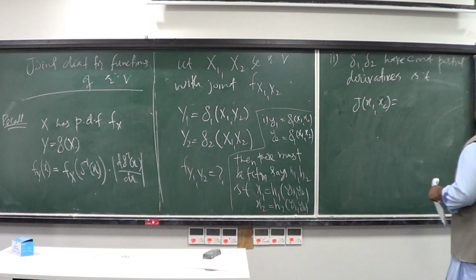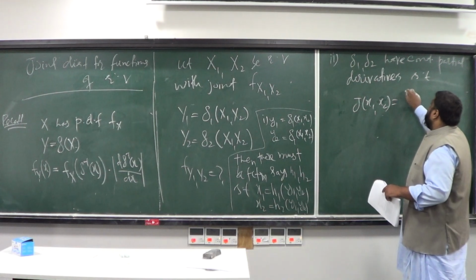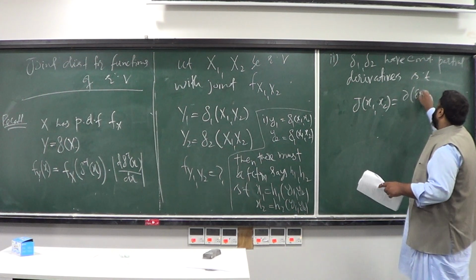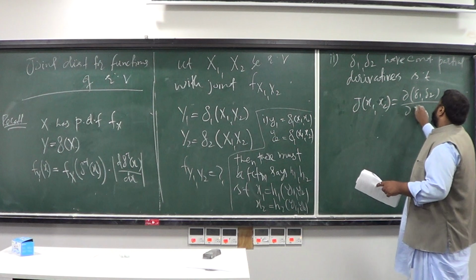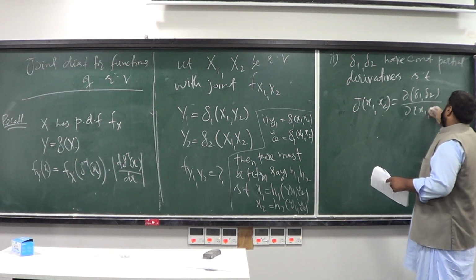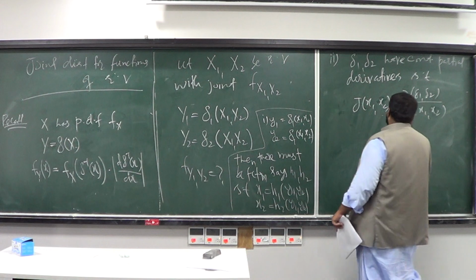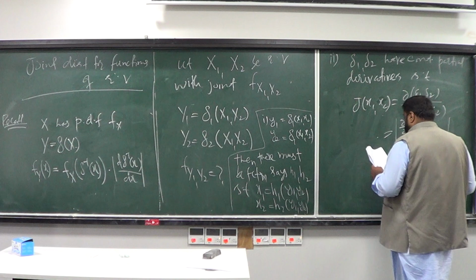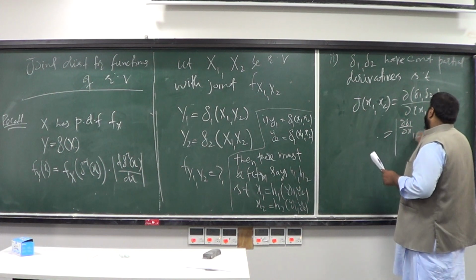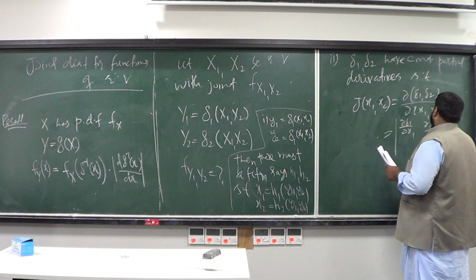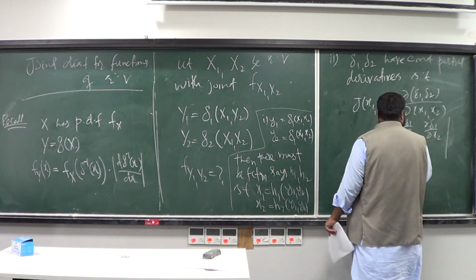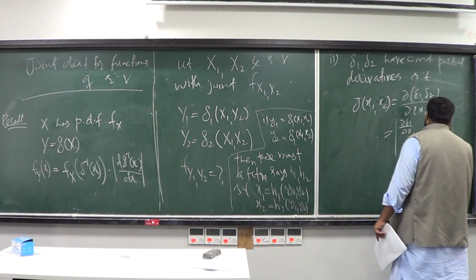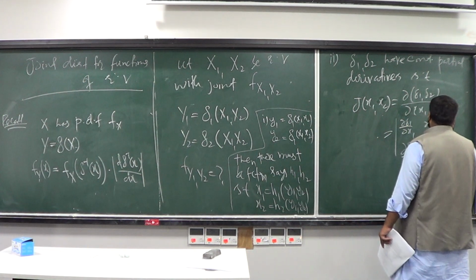This is a function of x1 and x2, which is basically what you also have this notation for, the Jacobian of g1 and g2 with respect to x1, x2, which is basically the determinant. What is the determinant? Partial g1 by partial x1 and partial g1 by partial x2, and partial g2 by partial x1 and partial g2 by partial x2. This determinant must be non-zero.